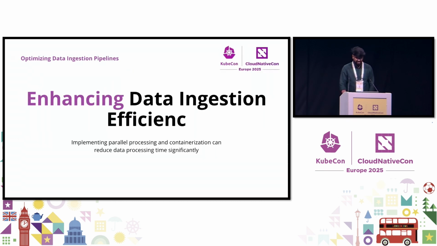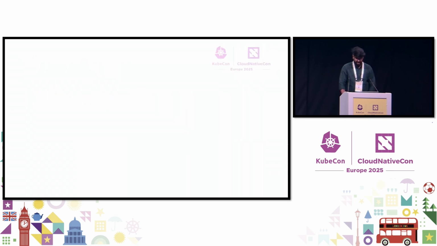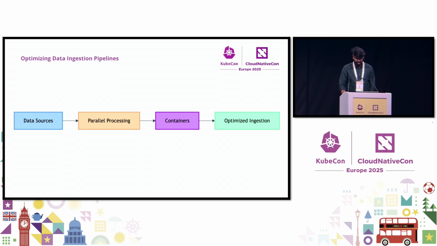For data ingestion efficiency, to reduce data gravity, optimize data ingestion pipelines. Technologies such as parallel processing and containerization have been shown to cut data processing times, leading to more efficiency and scalability in data handling in Kubernetes clusters.